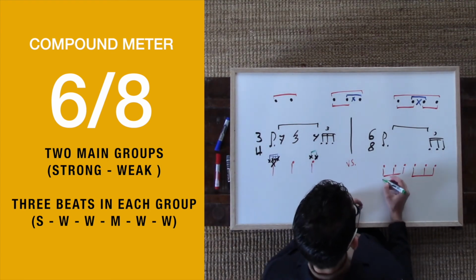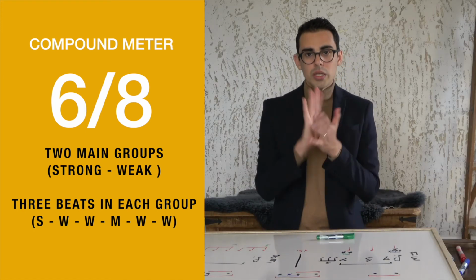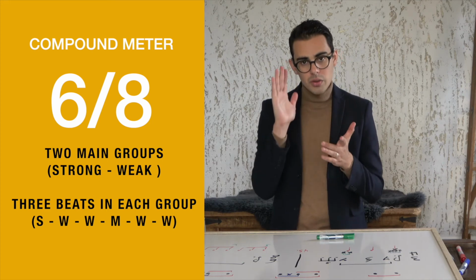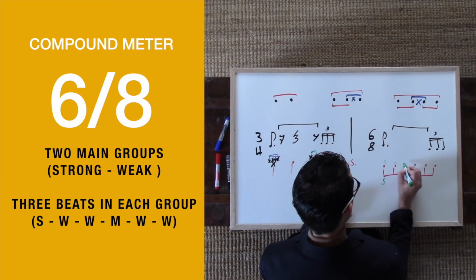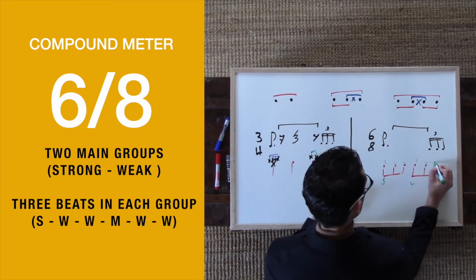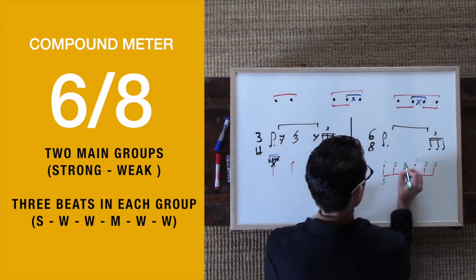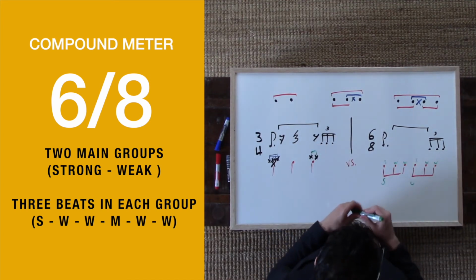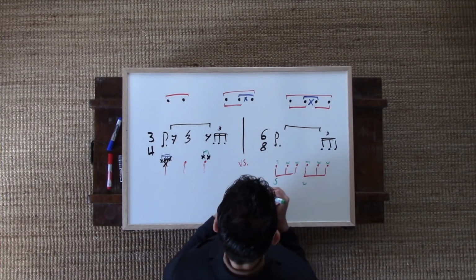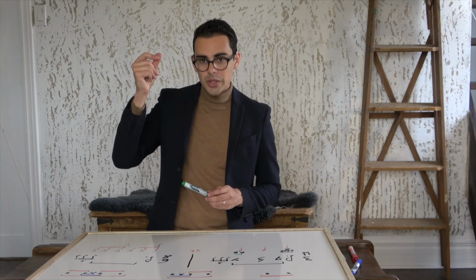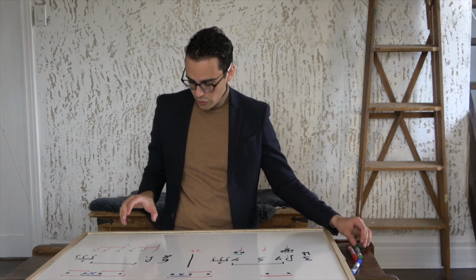On the big layer, it's strong, weak. We're hearing 2s. 1, 2, 3, 4, 5, 6. 1, 2, 3, 4, 5, 6. And on the tinier layer, we're hearing strong, weak, weak. Strong, weak, weak. Actually, this is going to be medium, weak, weak. Strong, weak, weak, medium, weak, weak. So that's the grouping for 6/8.